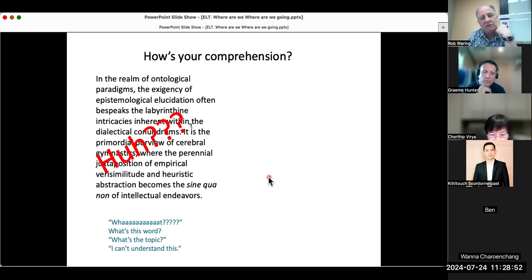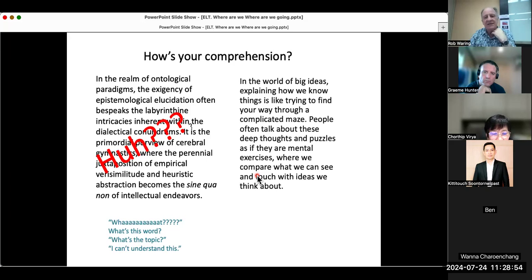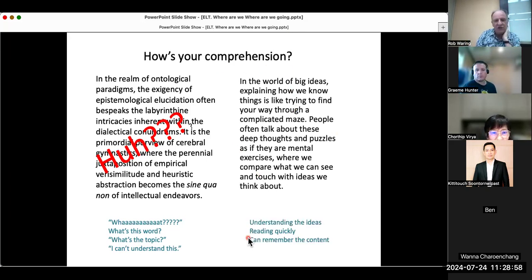So this is how we often read, but if the text is easier and we simplify it in some way, then it's much easier to understand. You can read it easily, you can read quickly, and you can remember the content much better. But very often the students are reading text like this: what is this word? What's this topic? I can't understand this. The problem is having texts which are too difficult.